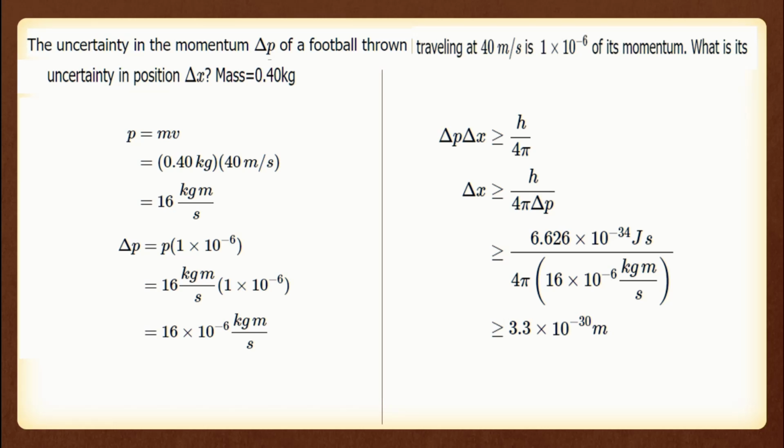Delta P is equal to P into 1 into 10 power minus 6, which is equal to 16 kg meter per second into 1 into 10 power minus 6, which is equal to 16 into 10 power minus 6 kg meter per second. Delta P into delta x is greater than or equal to h by 4 pi. Delta x is greater than or equal to h by 4 pi delta p, which is greater than or equal to 6.626 into 10 power minus 34 joule second by 4 pi into 16 into 10 power minus 6 kg meter per second. This is greater than or equal to 3.3 into 10 power minus 30 meters.